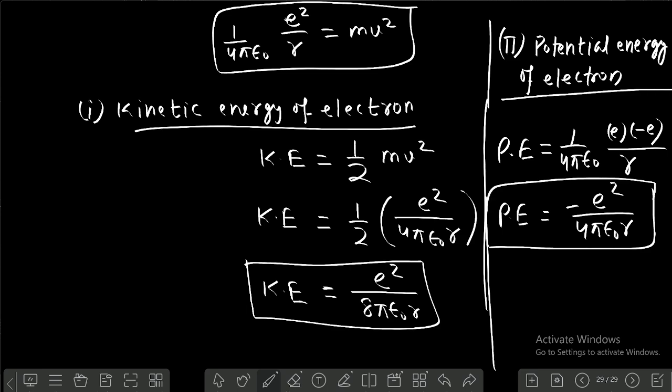So kinetic and potential you got. Now what do you need to find next? Total energy. So total energy is the sum of the kinetic energy and potential energy. So K.E. plus P.E. Next page will write total energy.